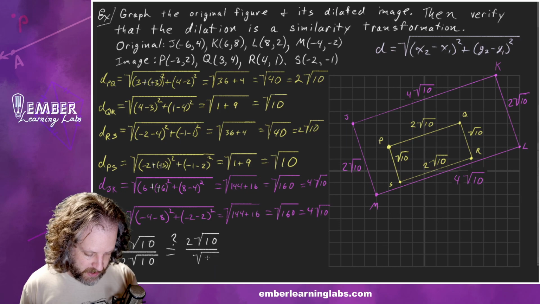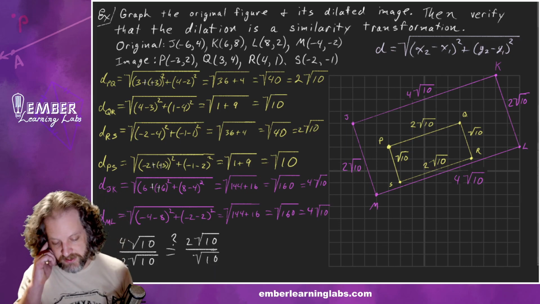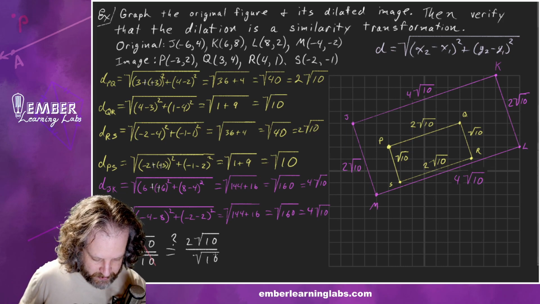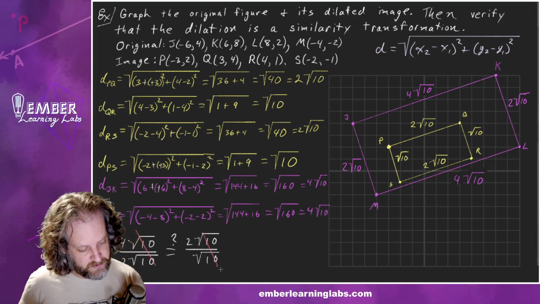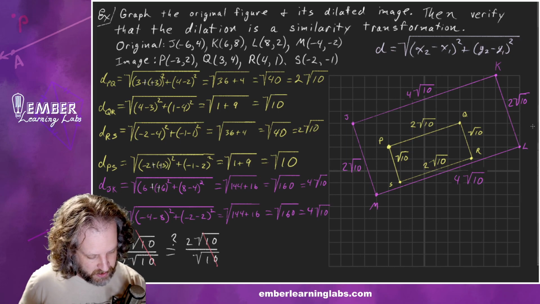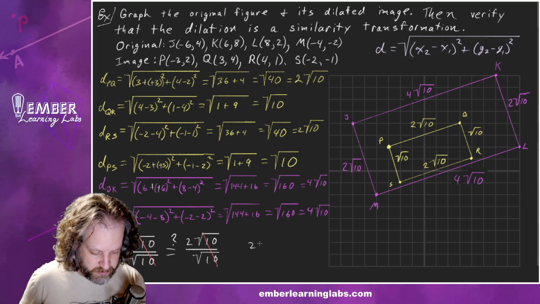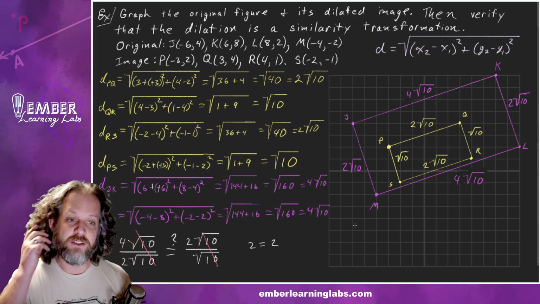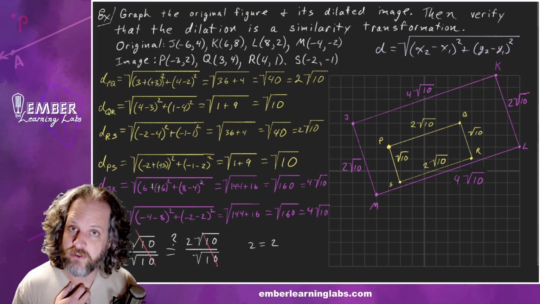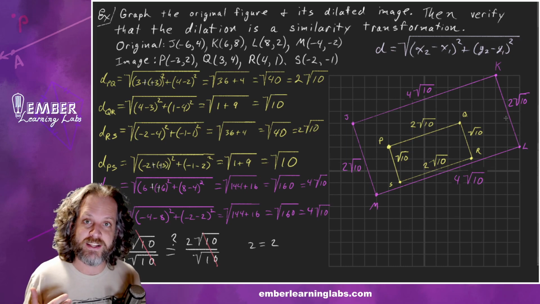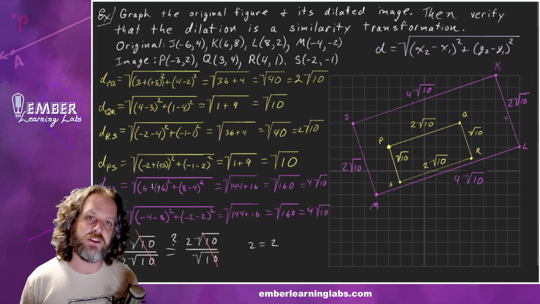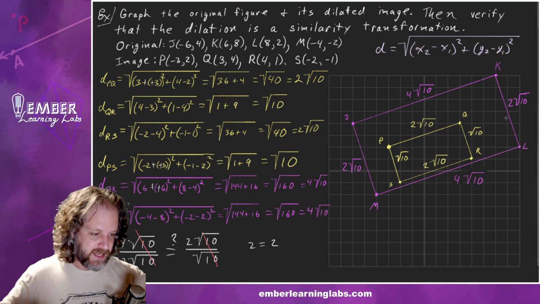Now, the nice thing about leaving this in this reduced form is the square root of 10s just cancel on these fractions. 4 divided by 2 also reduces to 2. So 2 does, in fact, equal 2. So they are similar transformations. It's because all of the corresponding sides are proportional to all of the other sides. They have the same ratios. Great. It works. That's it.